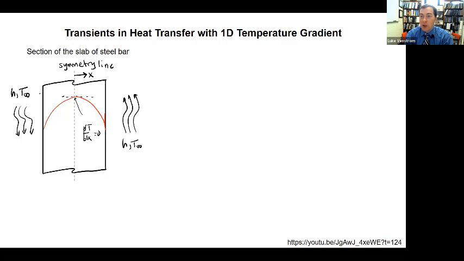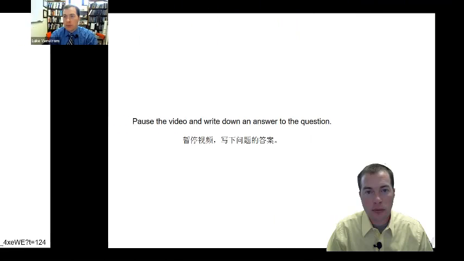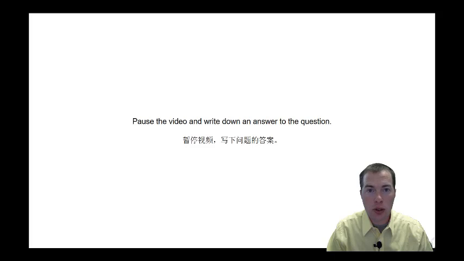Agreed? So if dT/dx is equal to 0, what's true about the conductive heat transfer flux at x equals 0? Now, what I would like you to do is pause the video and write down an answer to the question.